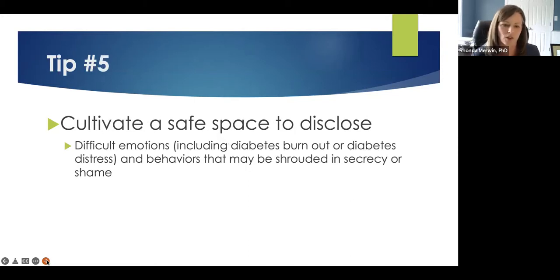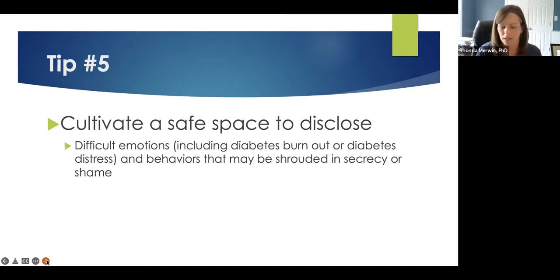And then the last tip is cultivating a safe space to disclose. This is so important. There's so much secrecy, guilt and shame around eating disorder behaviors. People often hide binge eating, for example. Sometimes they're very protective of their symptoms because they don't want to let go of this thing that sort of promises to help them feel better in some way, even if it's short term.